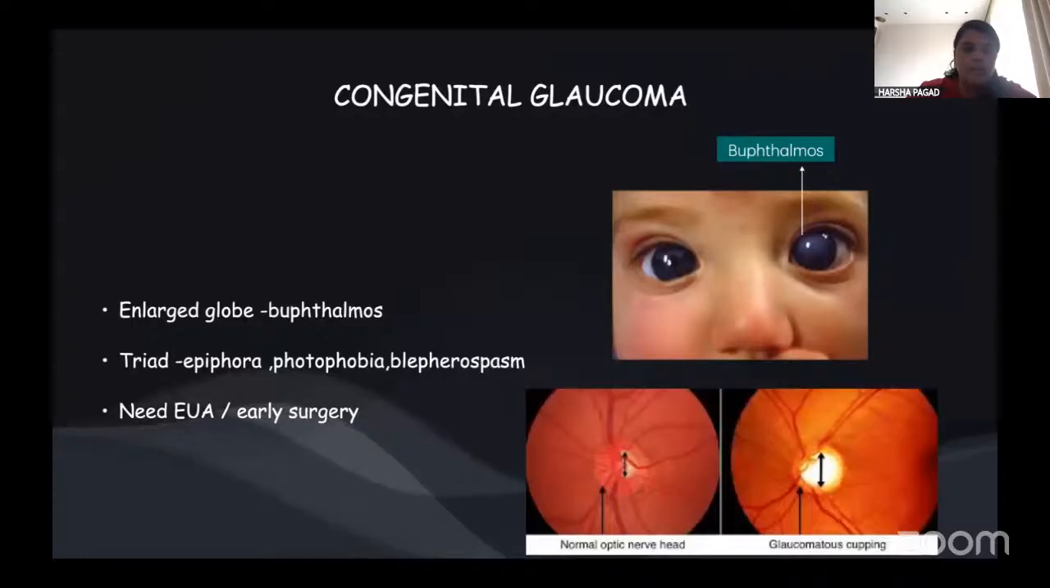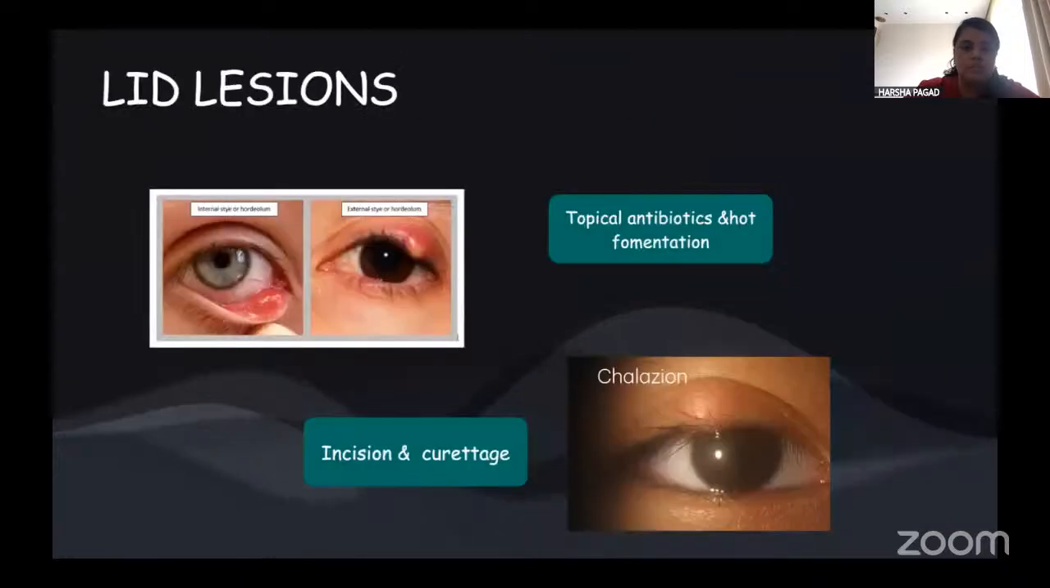Lastly, congenital glaucoma is very important. Not all eyes with watering are NLDO. It could be just a congenital glaucoma. So what do you have to see? You can see the enlarged corneal diameter with a hazy cornea, and a typical feature is photophobia or blepharospasm. This is something which needs early identification and surgery.